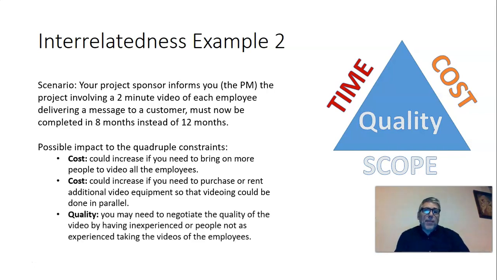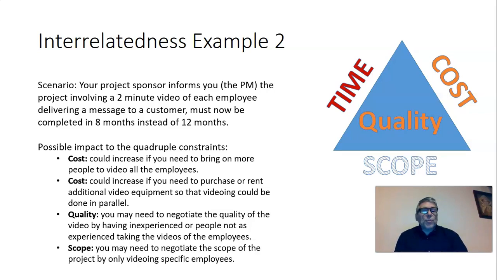Quality may be impacted because you may need to negotiate the quality of the video by having inexperienced people and not experienced people taking the videos of employees. Yet you may also need to negotiate the scope of the project. You may say that in order to complete the work in a shorter amount of time without increasing cost and without degrading the quality, you may need to negotiate that only specific employees will be videoed.